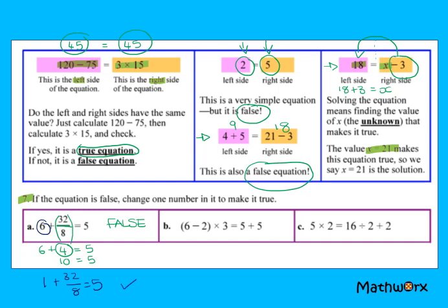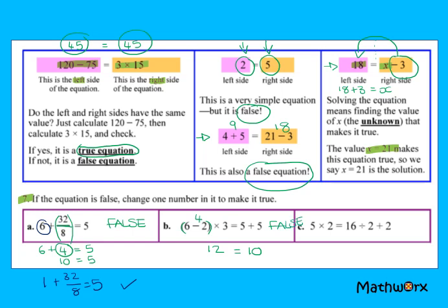Okay, let's look at B quickly. Now remember we have to do brackets first. Our brackets here are 6 minus 2, which gives me 4. 4 times 3 gives me 12 on the left-hand side. And on the right-hand side, we have 5 plus 5, which gives me 10. Now the left and the right-hand side are not equal, so this is false. Let's write the false there.